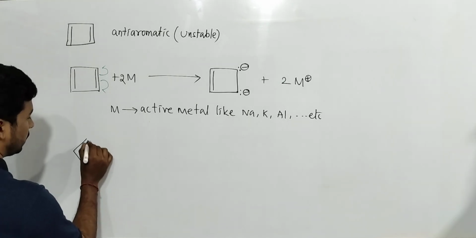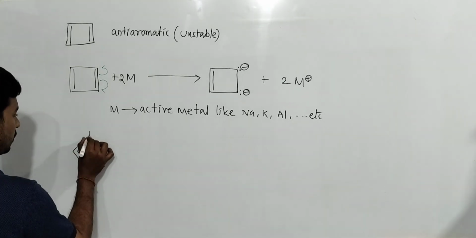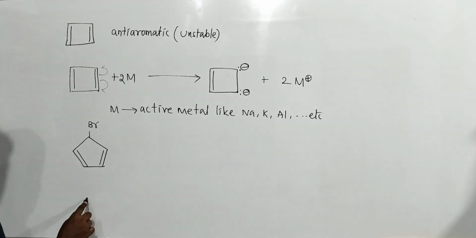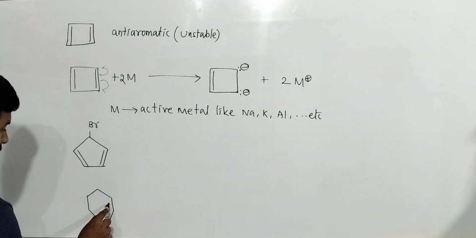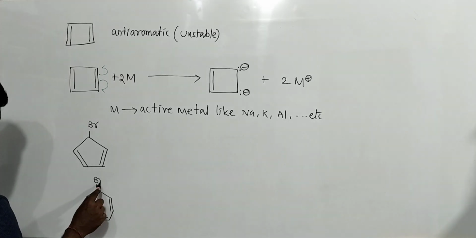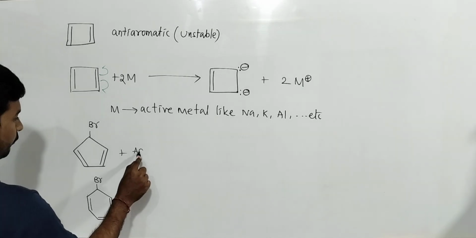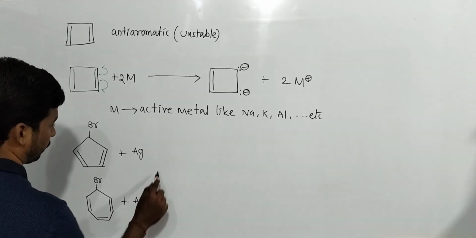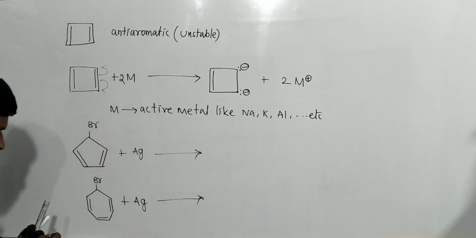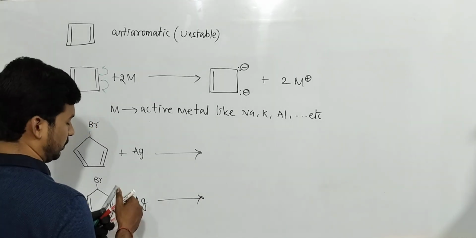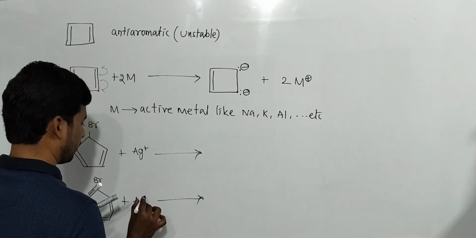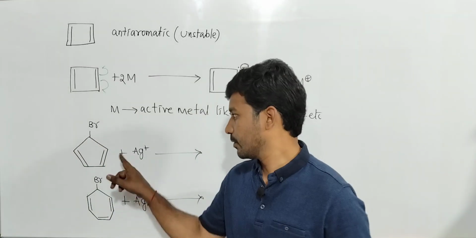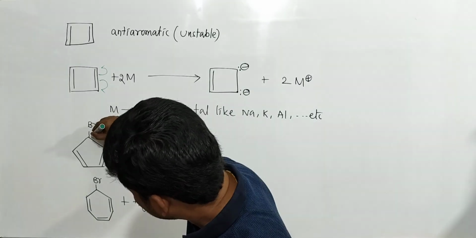So this type of reaction is possible here. If you see here bromine, or otherwise if I take, which one is possible, which one is not possible. This is not possible. Silver plus does not react with this one, because if it loses an electron, what happens? It becomes positive.